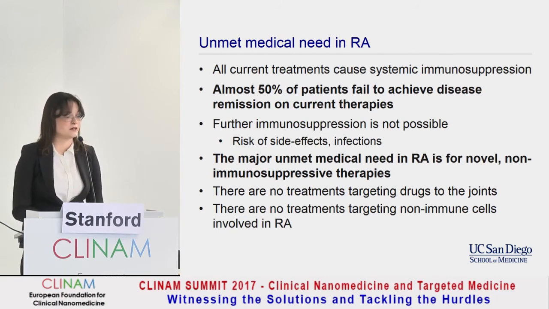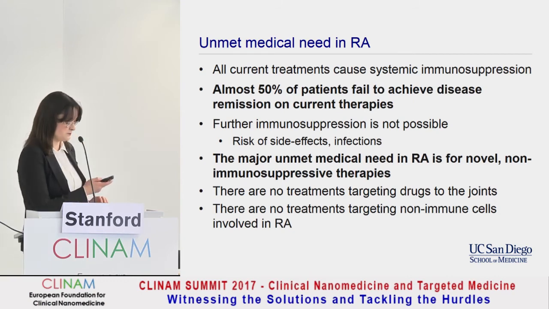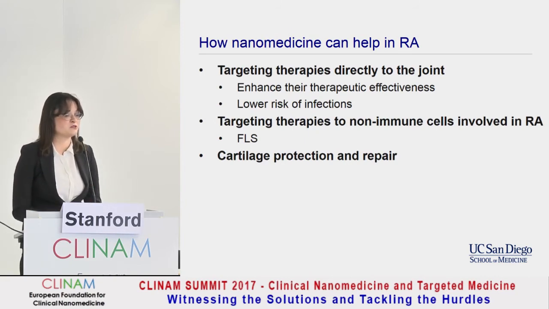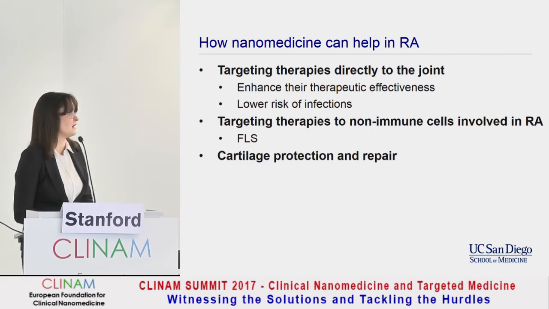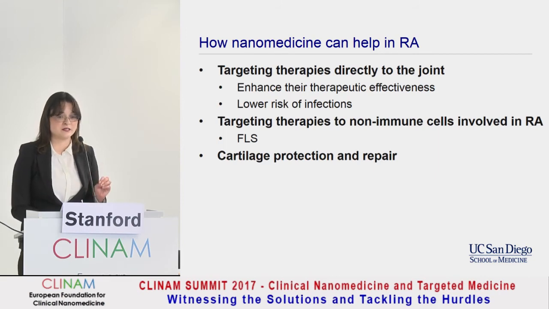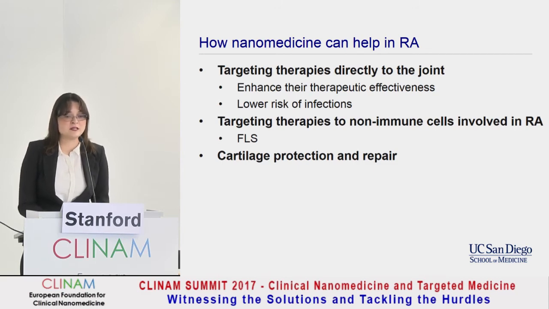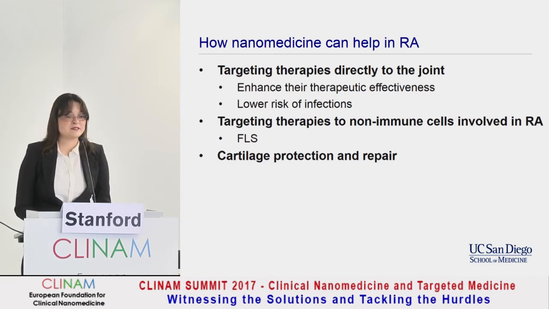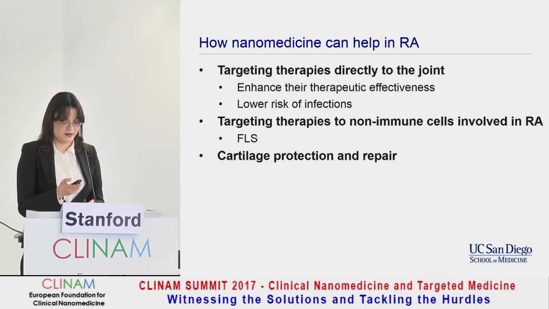So there are no treatments targeting fibroblast-like synoviocytes, and there are no treatments that do anything to the cartilage damage. So as we begin this discussion, we are really just skimming the surface of how nanomedicine could help. Perhaps by targeting therapies directly to the joint, which would increase effectiveness because you're acting at the site of disease, but also decrease the risk of infection because you're increasing the concentration at a specific site. And of course, targeting therapies to the non-immunological cells which mediate the disease activity, such as fibroblast-like synoviocytes, and also possibly therapies that would cause cartilage protection or cartilage repair.